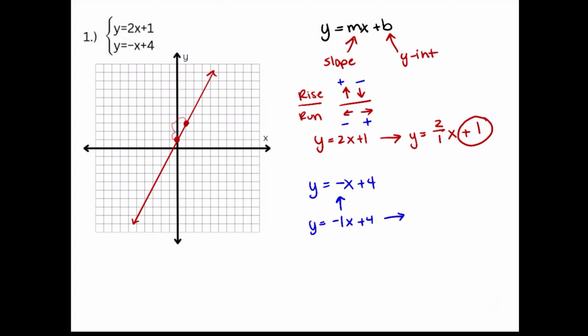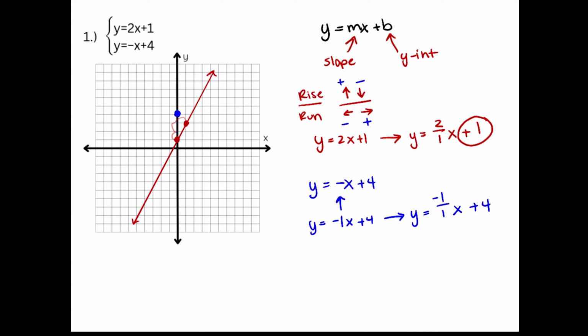But remember, I like to express my slopes as a fraction because it helps me find my second point on my line. Now, I have a negative 1 in my rise, which would be down 1, and a positive 1 in my run, which would be right 1. And my starting point is 4 this time, my y-intercept. So I'm going to count up 4 units from the origin. It goes 1, 2, 3, 4, and that is my y-intercept.